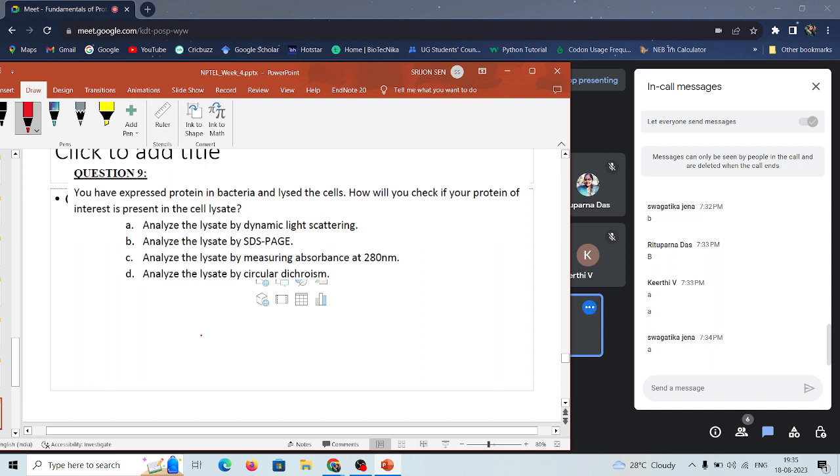Question number 9. You have expressed protein in bacteria and lysed the cells. How will you check if your protein of interest is present in the cell lysate? So what technique should you use? SDS-PAGE, dynamic light scattering, measuring the absorbance, circular dichroism. So what technique will tell you that your protein of interest is present in the cell lysate?